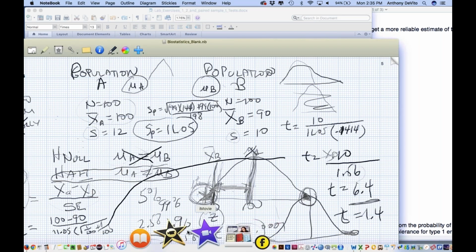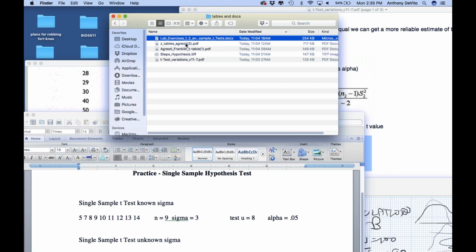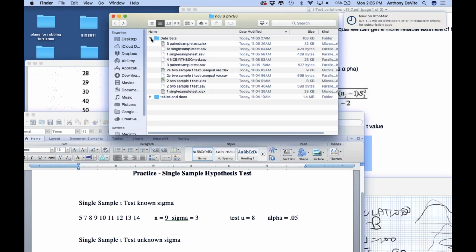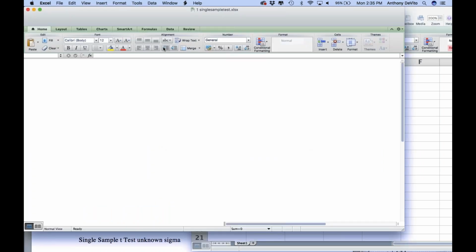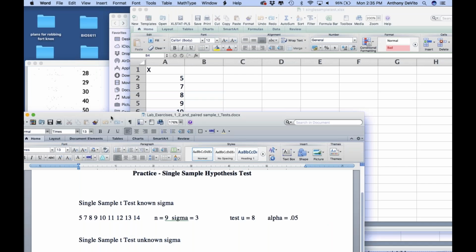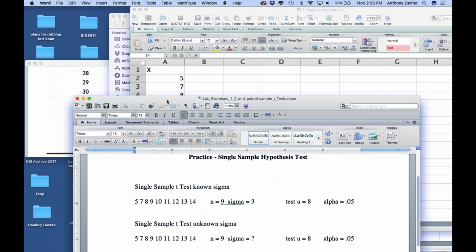I'm going to use Excel because it's going to be a little bit easier. In fact, I may even have this one. What's the name of that file again? It's called Lab Exercises 1, 2, and Paired Samples. It's in today's stuff, and there's a bunch of data sets there, with a bunch of examples, like single sample test. I'm going to open up the Excel file for now. And if I'm lucky, it's the same numbers as we have here. Well, hopefully it's more than luck. So yeah, there it is. There is our sample that we just looked at.